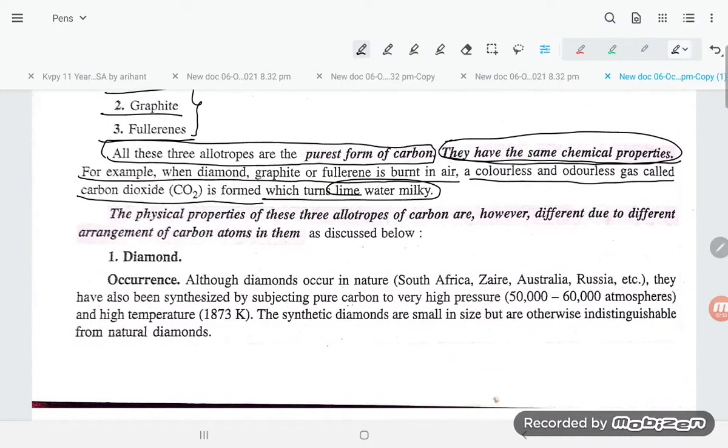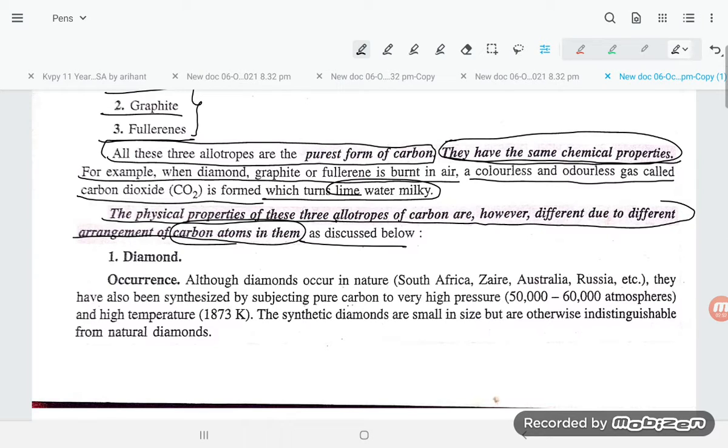However, the physical properties of these three allotropic forms of carbon are different due to the different arrangement of carbon atoms in them. So because of the different arrangement of carbon, their physical properties are different.